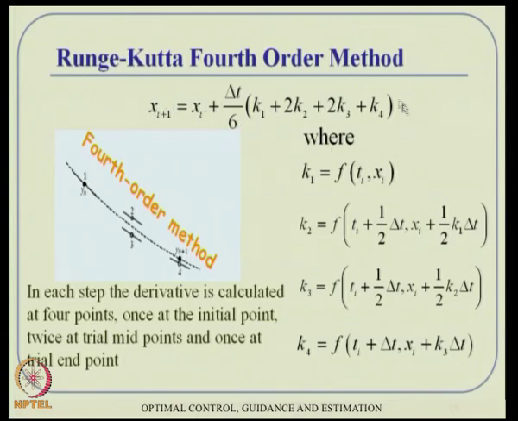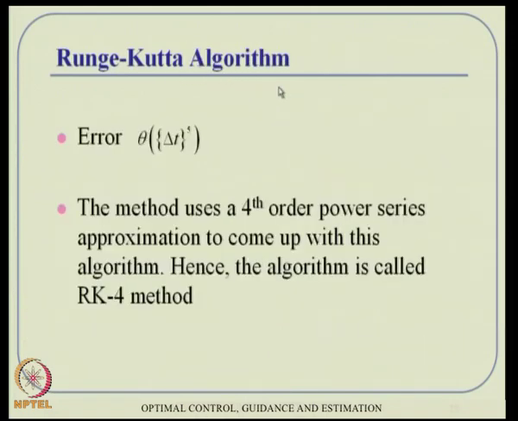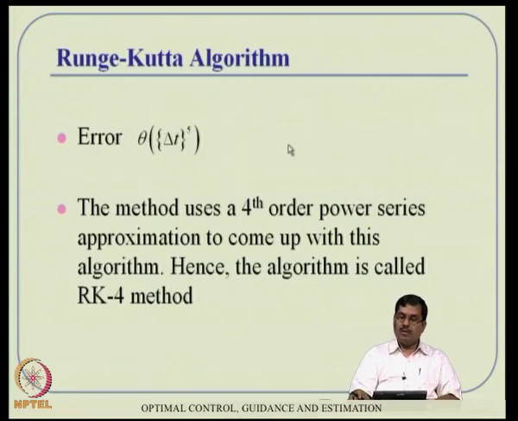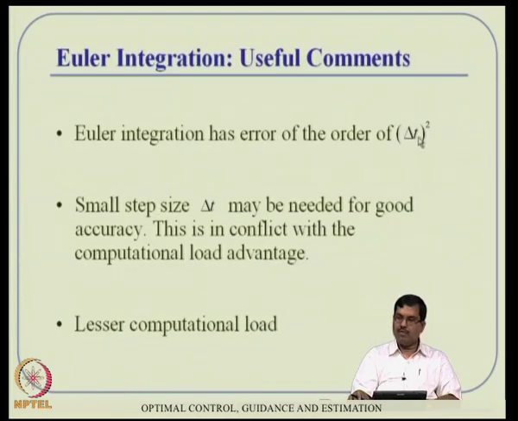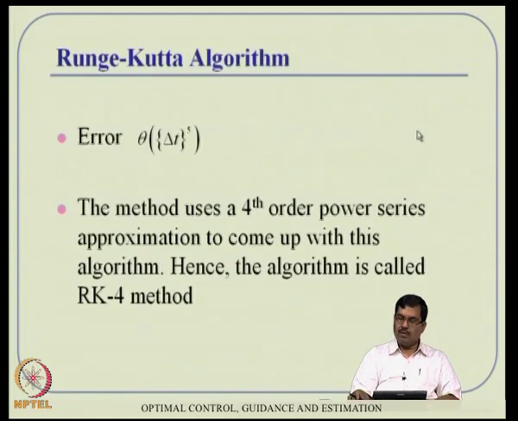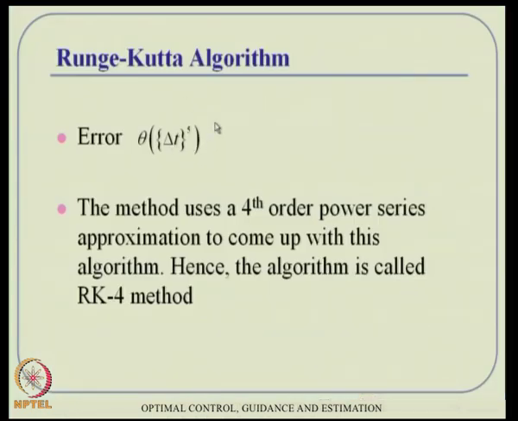So this entire formula, the final formula for xi plus 1, is given something like this. Essentially it turns out that the fourth order Runge-Kutta algorithm has error of delta t to the power 5. That means it is highly accurate compared to Euler integration. Remember, Euler integration had accuracy of the order of delta t square only. Now that square has gone to power 5, so it is much more accurate.